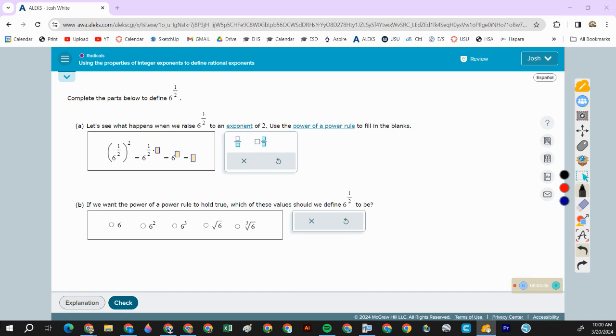So what is 6 raised to the 1/2 squared? So we have 2 copies of this, which means we multiply those together. So 6 to the 1/2 squared is the same thing as 6 to the first, which is just 6. So B, if we want the power of a power rule to hold true, which of these values should we define 6 to the 1/2 to be? That is the square root of 6.